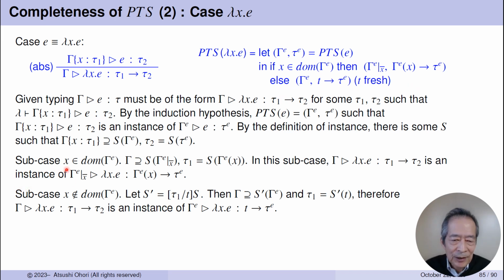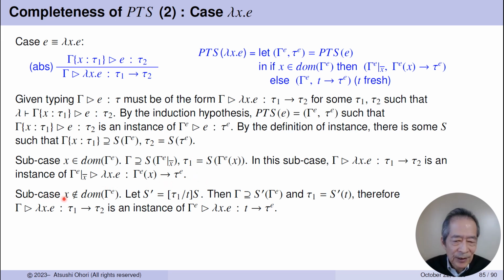First subcase: x is in the domain of gamma E, right? In this case, S applied to gamma E, excluding x, is a subset of gamma by this assumption, and x maps to tau 1. So in this subcase, this is an instance of this typing, right? So we have done this subcase.